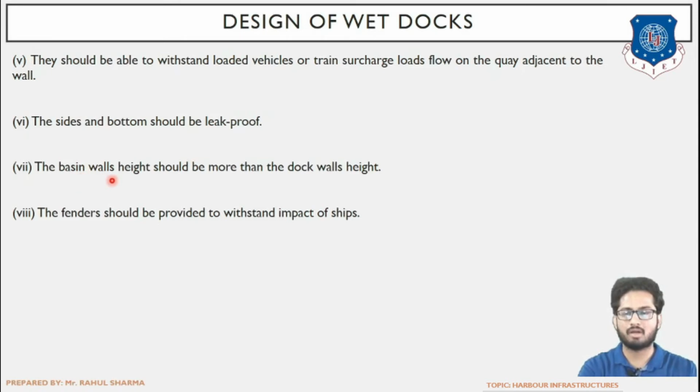The basin wall height should be more than the dock wall height. So basically this point is that basin is the total area or the space or accommodation. So the outer walls, that is the wall of the basin, should be higher than the inner wall of the dock itself. Fenders should be provided to withstand impact of ship. Fenders we already know, we have studied in chapter number 4 in detail. So fenders should be provided to take the impact of ship.